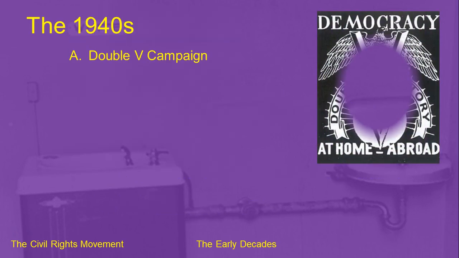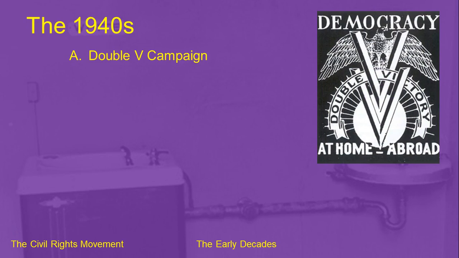Now, we've also talked about stuff in the 40s. We've talked about World War II. During World War II, when the African-American community debated should they or should they not support the war effort, they ultimately said, well, let's support the war effort and let's come up with a double V campaign. Victory at home. Victory abroad. Victory over Hitler and his evil and racism. Victory over discrimination and segregation here at home.